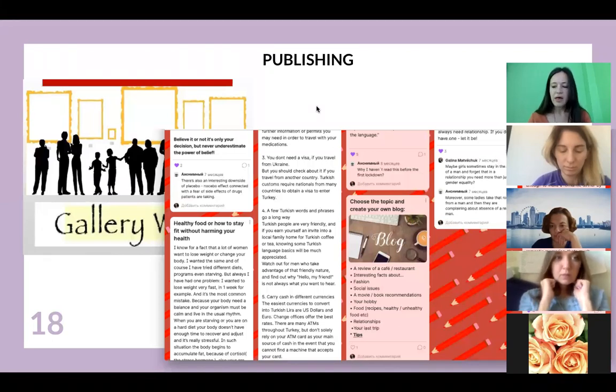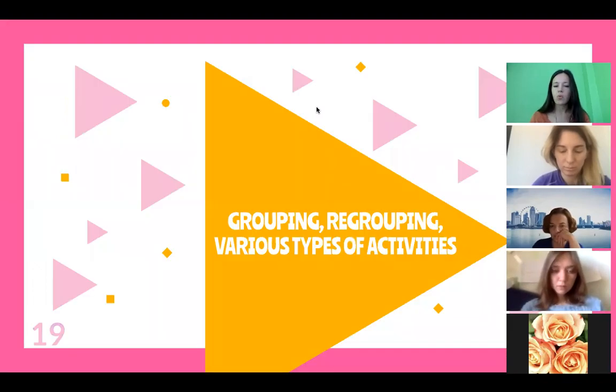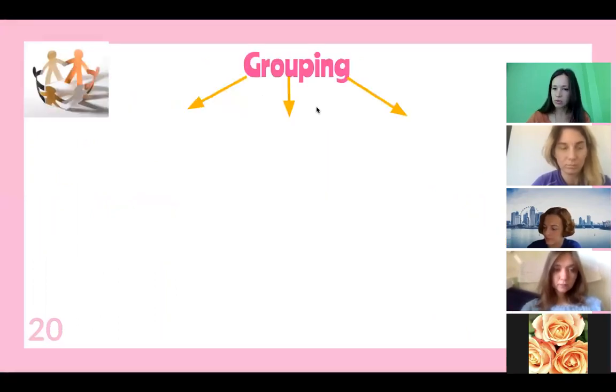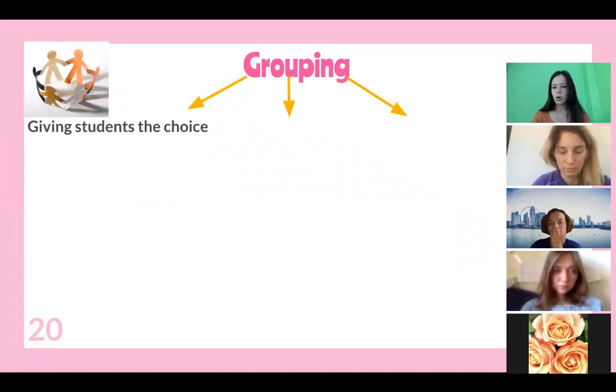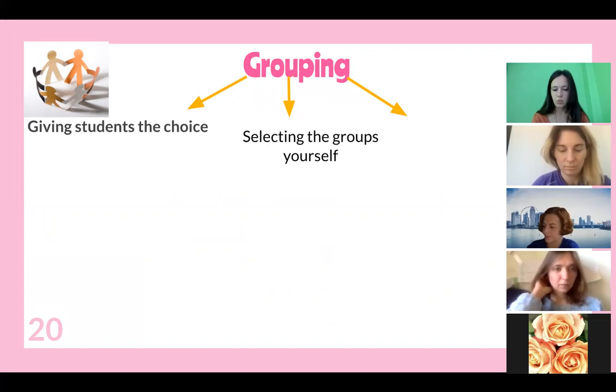Another moment which we have to take into account while planning the lessons is how we are going to group our students. And of course, these things have to be pre-planned. Let's have a look at how we can group our students. You can give your students the choice to work with the partner they want. But you have to be careful because this type of grouping does not work for all types of activities and not for each group. Sometimes it's essential to select the groups yourself.